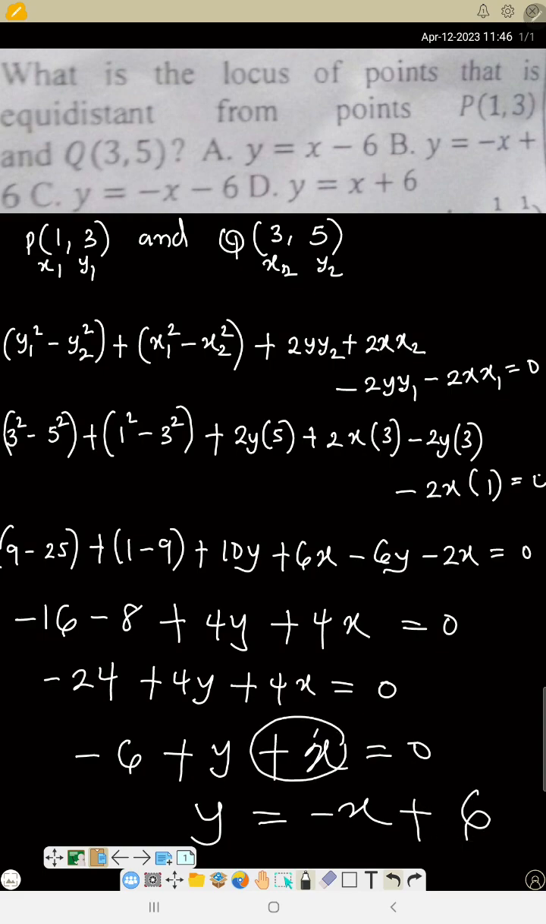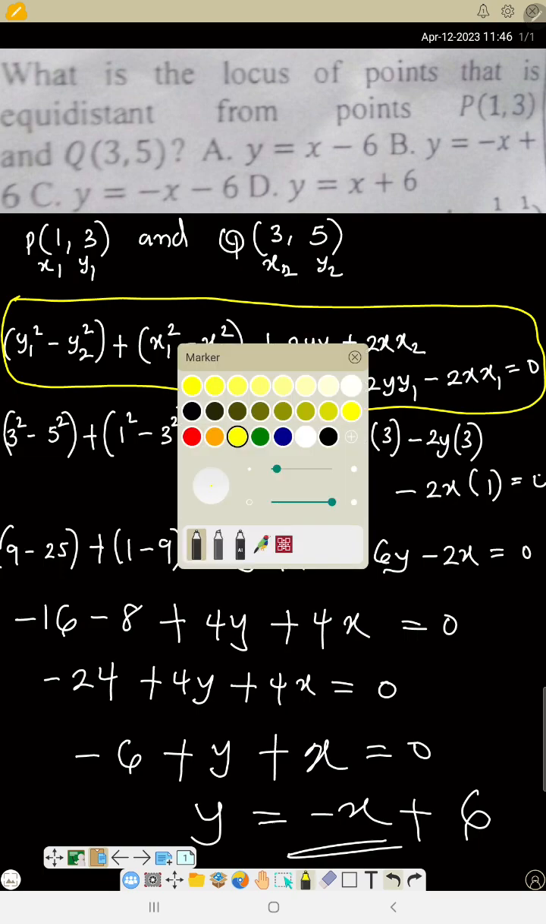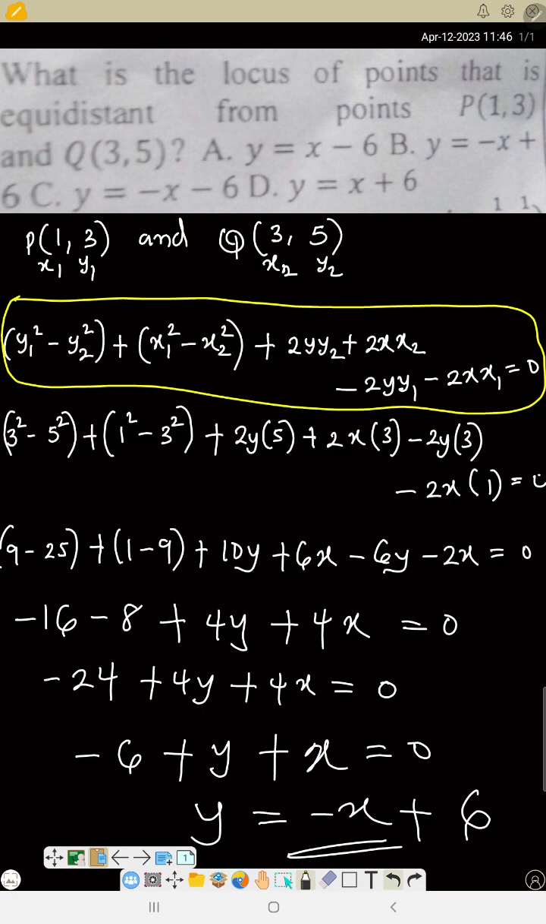So y is equal to minus x plus 6. Take this x to the other side and also this 6, which is also the same as B. So this will be like your general formula now, so you can study it if you don't want to pass through the normal process: y1 square minus y2 square plus x1 square minus x2 square plus 2y y2 plus 2x x2, then minus 2y y1 minus 2x x1, so like that.